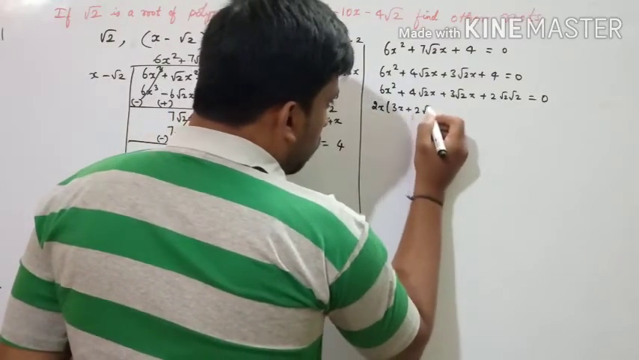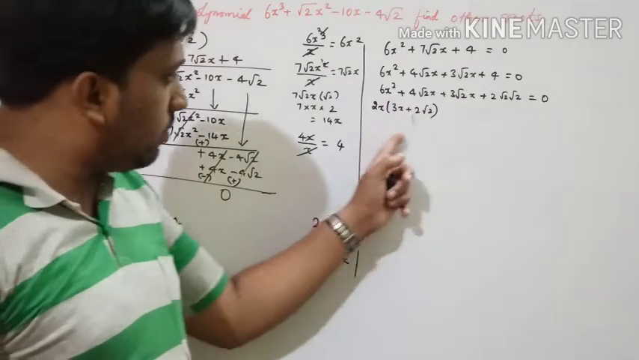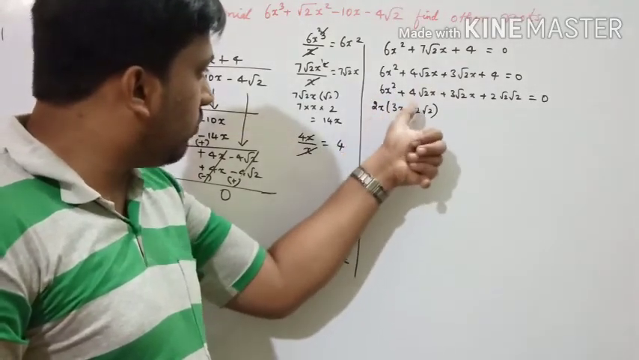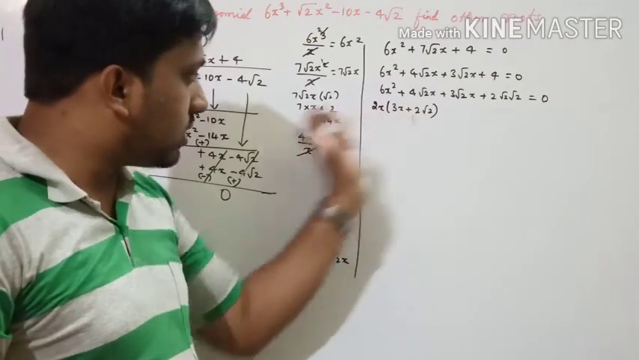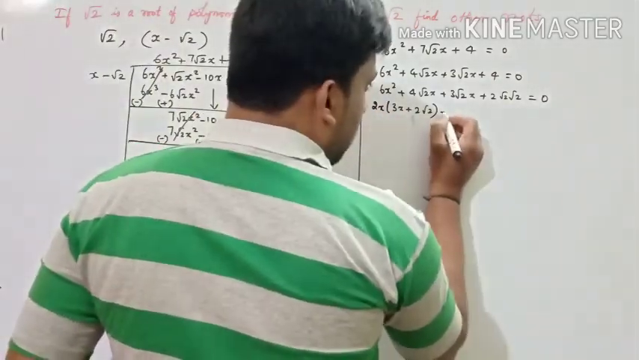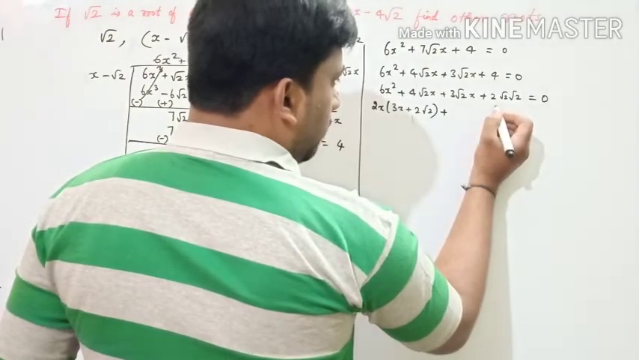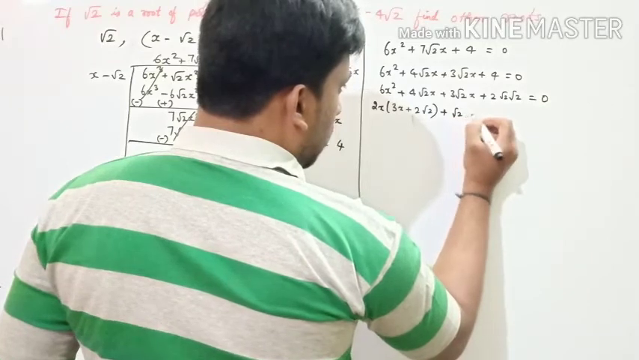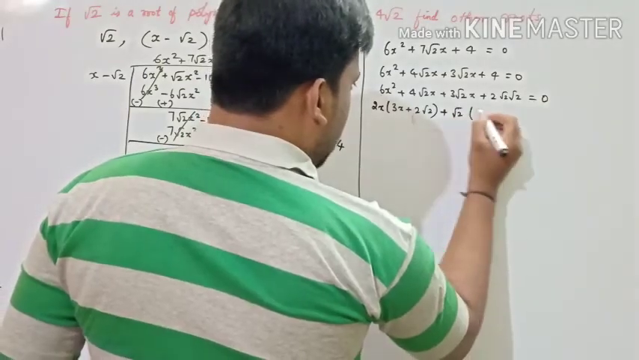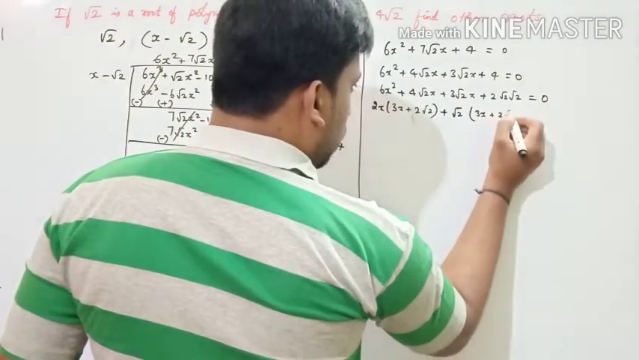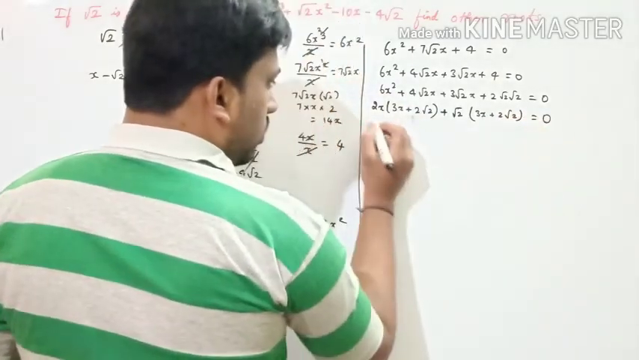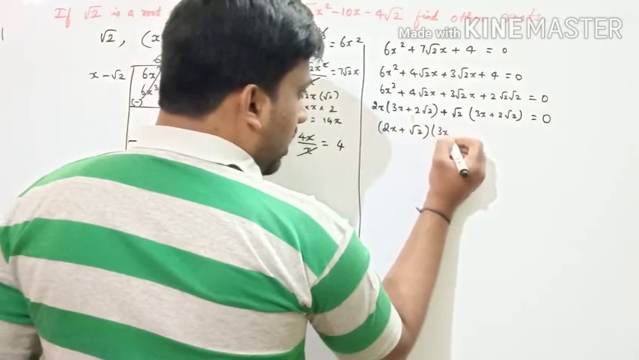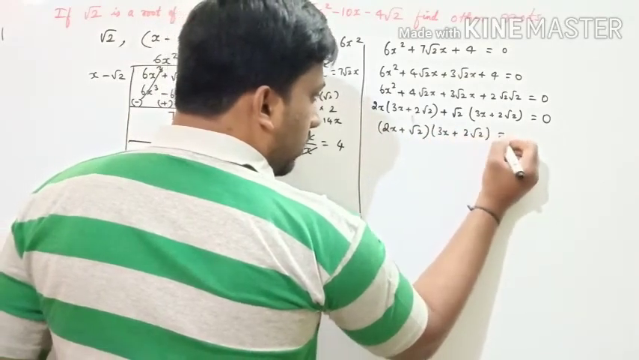So 2 root 2 is the thing. If we again multiply, I will be getting same thing. 2x into 3x, 6x square plus 2 2s are 4. Root 2 into x, yeah, it's correct. Plus here, which is common? Root 2 is common, right? Yes, just root 2 is common. So I will be getting 3x plus 2 root 2, that is equal to 0. So I got 2x plus root 2 into 3x plus 2 root 2, that is equal to 0.